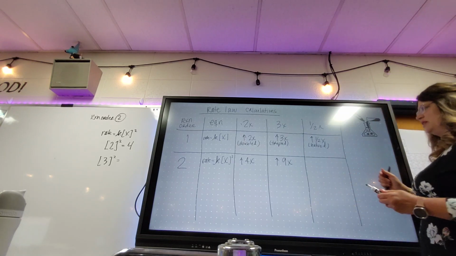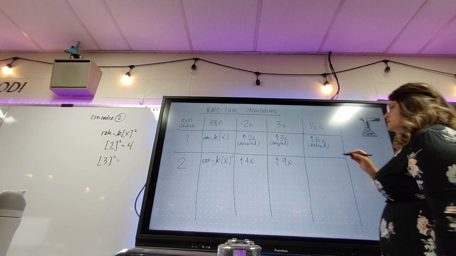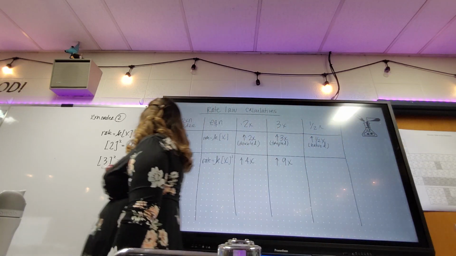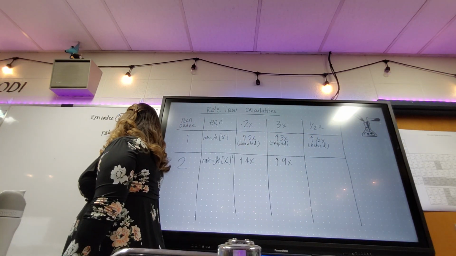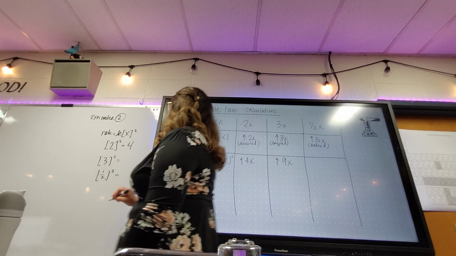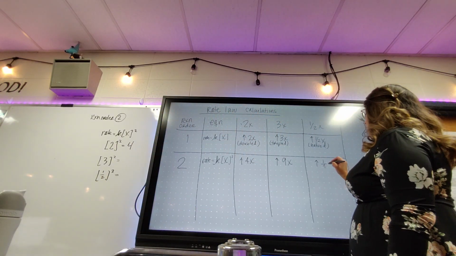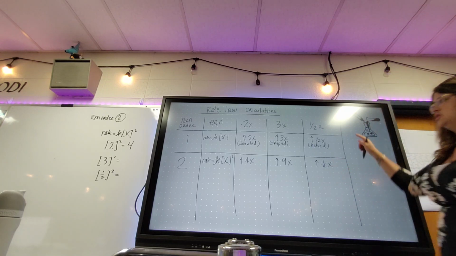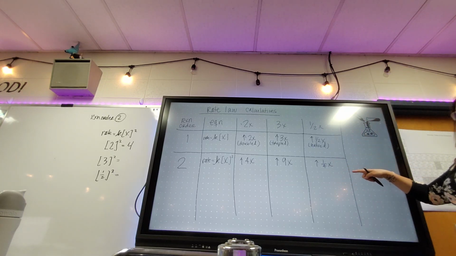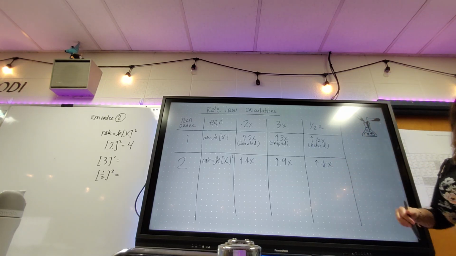3 to the second power is 9. Okay, so then what would happen if we had to have that concentration at 1/4? Good. If you decrease the concentration of a reactant that's second order, you're going to slow your reaction down considerably.